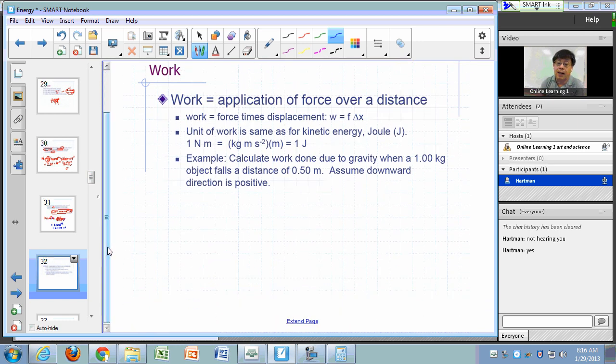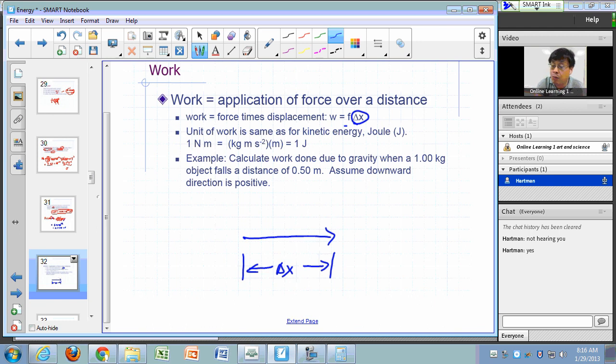Work is defined as the application of force over a distance. And so the formula for work is just force times the displacement, delta x. So if you have an object moving, and as it moves, it undergoes a displacement of delta x, and a force was being applied while it was moving that way, then you say you're doing work on the object. The amount of work is force times the displacement.